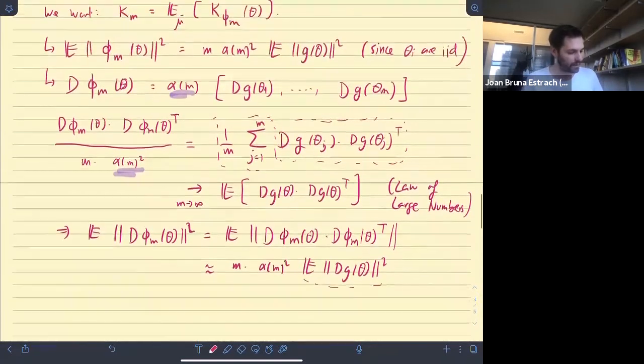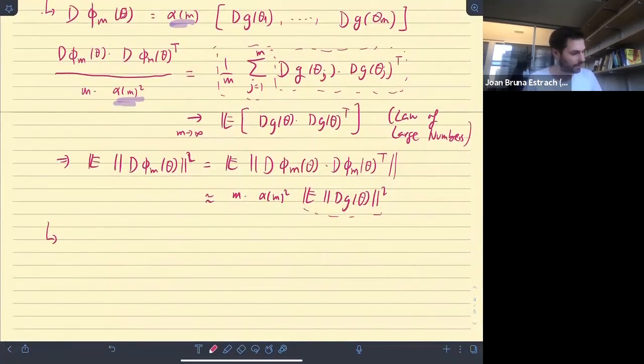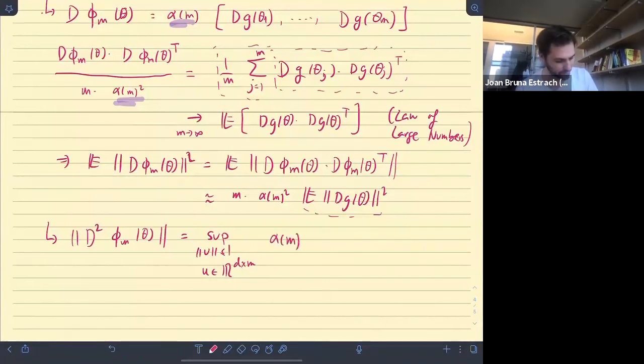All right, so now we have the zero moment and the first moment, and now we just need the Hessian. So let's compute the Hessian. The definition of the operator norm is by definition the sup over any unit norm vector u, where u is in d times m. Here d is the number of parameters of the thetas, and m is the number of neurons, of alpha m times the sum from j equals 1 to m of u j transpose times d squared of g of theta j times u j. We're just looking at the definition of the operator norm.